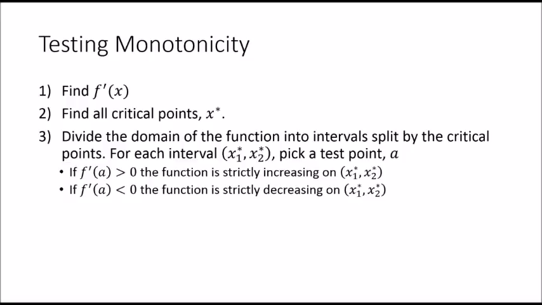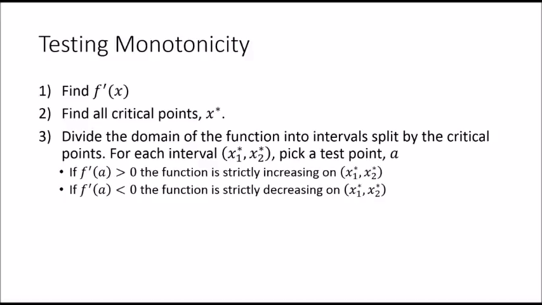In order to test monotonicity of a function, you're going to find the first derivative of the function. You're going to find all of the critical points using that first derivative and also looking for points where the first derivative is undefined. And then you're going to take the domain of the function. This is just like what we just did with finding extrema. You're going to split it into intervals based on each critical point. And for each interval, including the ones with the endpoints of negative and positive infinity, if that's part of the domain of the function, you're going to pick a test point.